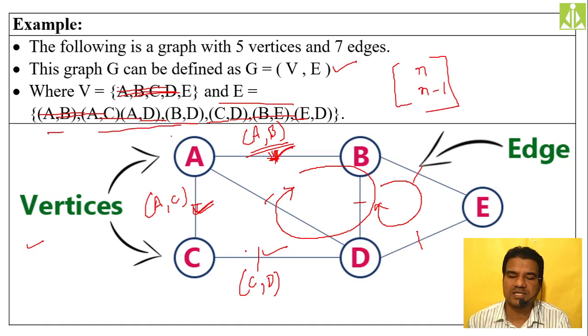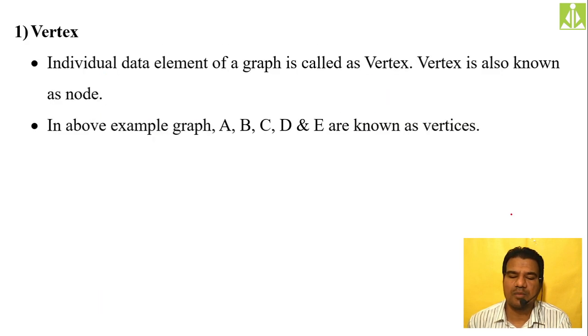Whatever example we have seen just before, how many vertices do we have? 5 vertices, where exactly you are storing the data: A vertex, B vertex, C, D and E vertex, like this we said. So in our above example, we have totally 5 vertices. They are known as vertices.